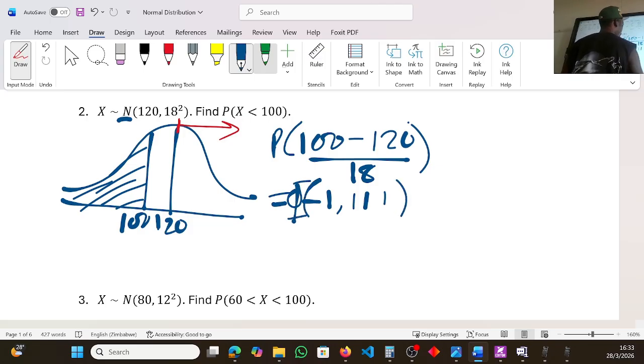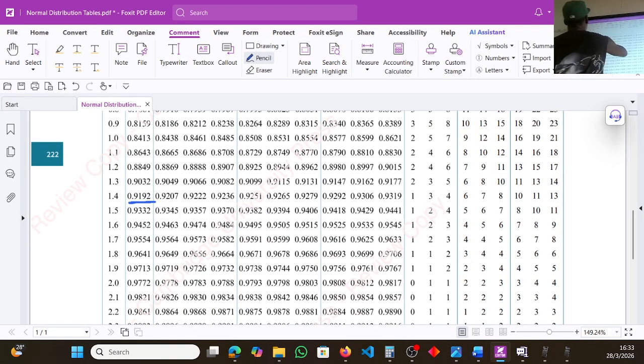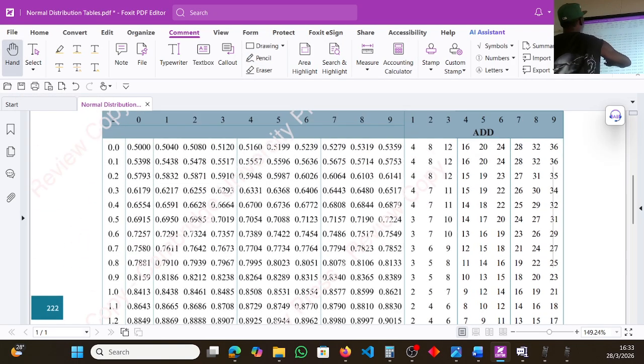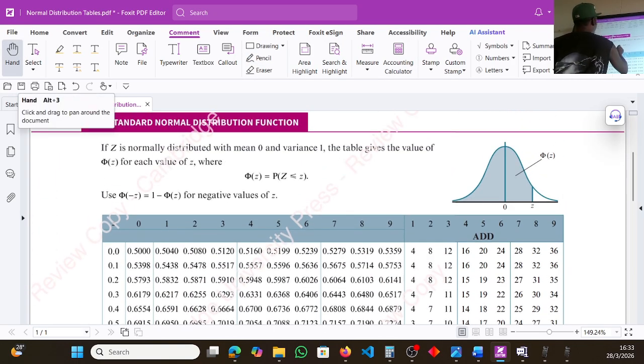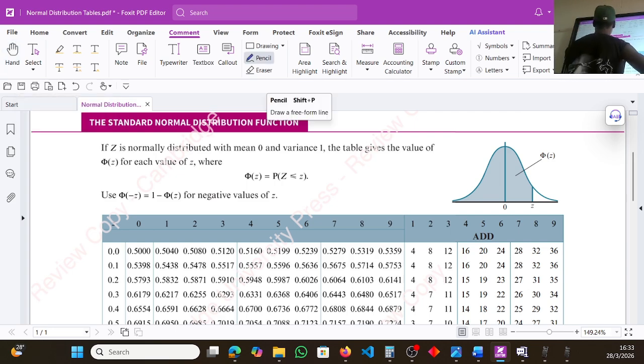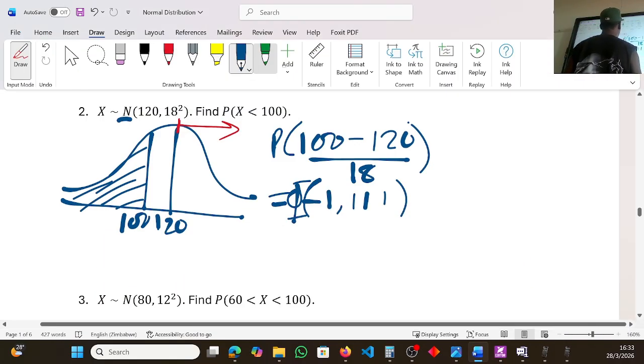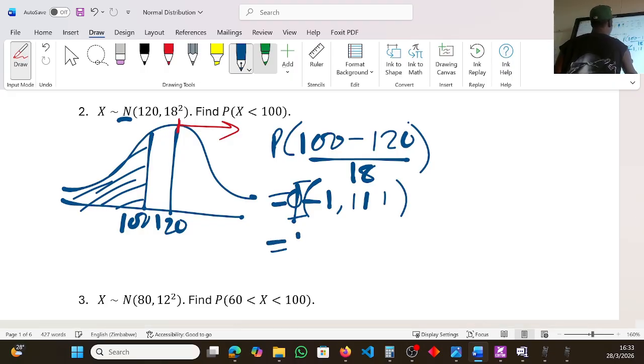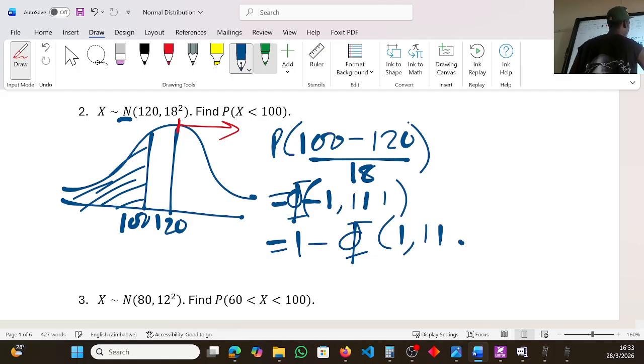And when this happens, I think we pick it from the tables. If I go up to the tables, they are going to show me that whenever I want phi of a negative value, check this point that I'm looking at. Phi of a negative is 1 minus phi of the positive. So if I come back, I'm going to now say that this probability, according to the usage of tables, is going to be 1 minus phi of the positive 1.11.